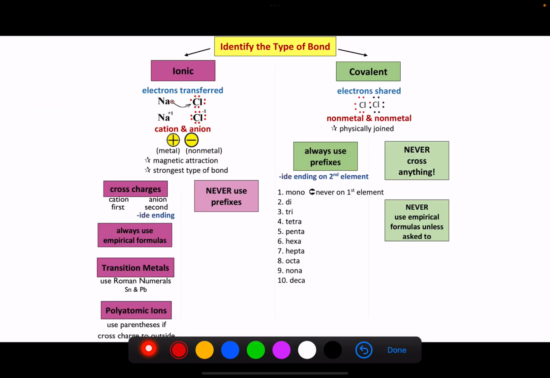Again, some more on the type of bond because we're still working on that. Ionic, we're going to have electron transfer. That's also why it conducts electricity, because you have that transfer. Covalent, they're sharing, so there's nobody really fighting over a charge.